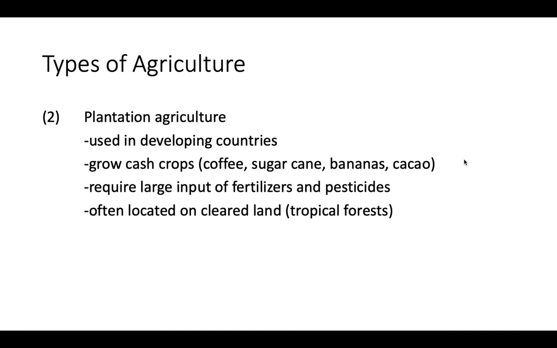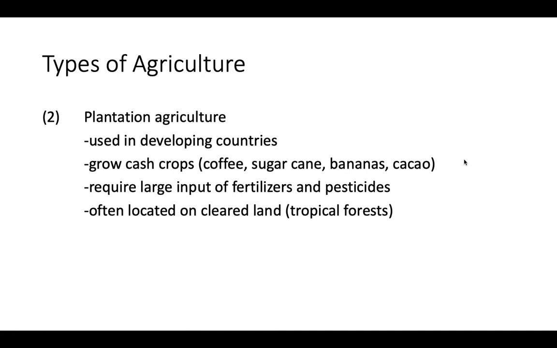The second type that you have is plantation agriculture. This one is generally going to be mostly used in developing countries. And generally it's used to grow cash crops, which are going to be things like coffee, sugarcane, bananas, and cacao, which is where we get our chocolate. It does require a large input of fertilizers and pesticides, so that's a lot of nitrogen and other chemicals that are being put out into the environment there.